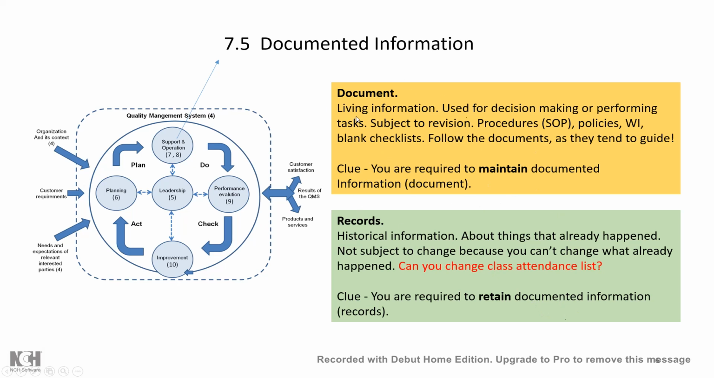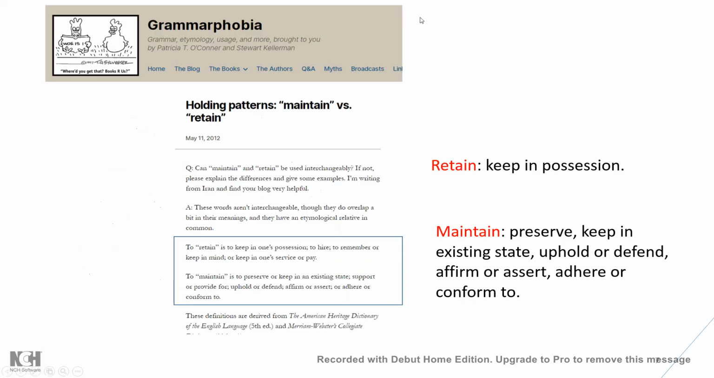So a document is living information used for decision making or performing tasks, and it is subject to revisions. But records, like your attendance to this class, you have the attendance list, you sign it, that indicates whether you were present or absent from the class. You cannot change that. Okay, that must be retained. In case you are not clear, I found out here in Grammarphobia, retain is to keep in possession. That's it, you just keep it. But maintain means you preserve the document, you keep it in its existing state, uphold it and defend it. You defend your document. It's like SOP, you defend your SOP. Policy, you defend your policy. Affirm or assert, adhere or conform to.